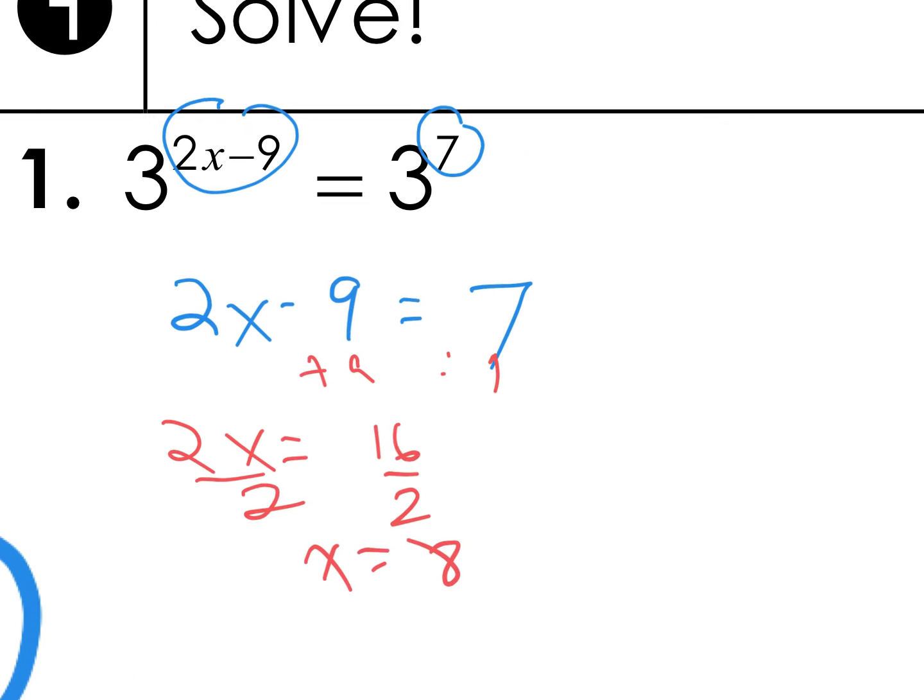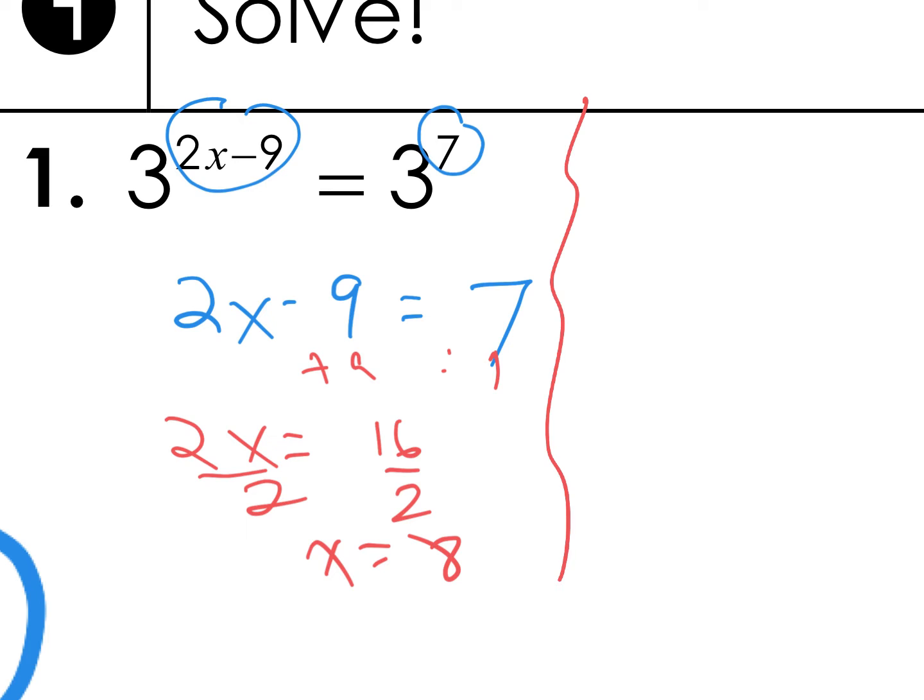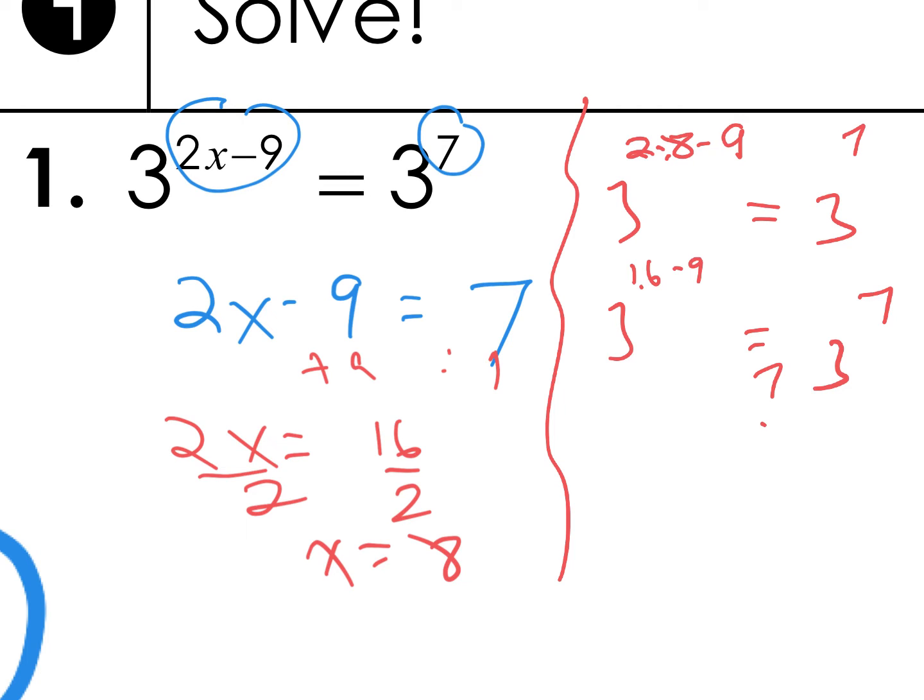And if you want to check your work, look how simple it is to check your work. 3 to the 2 times the 8 minus 9 is supposed to be equal to 3 to the 7. Well, what is 2 times 8? 3 to the 16 minus 9. The question is, is it equal? What's 16 minus 9? 7. Is 3 to the 7 equal to 3 to the 7? Yes. Then that's the good answer.